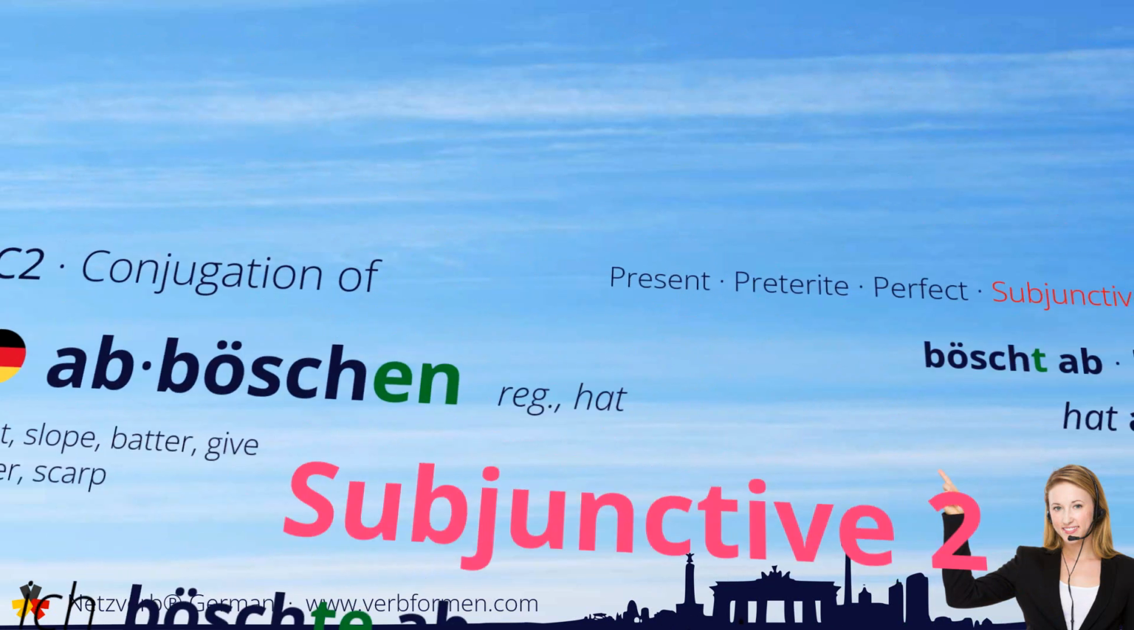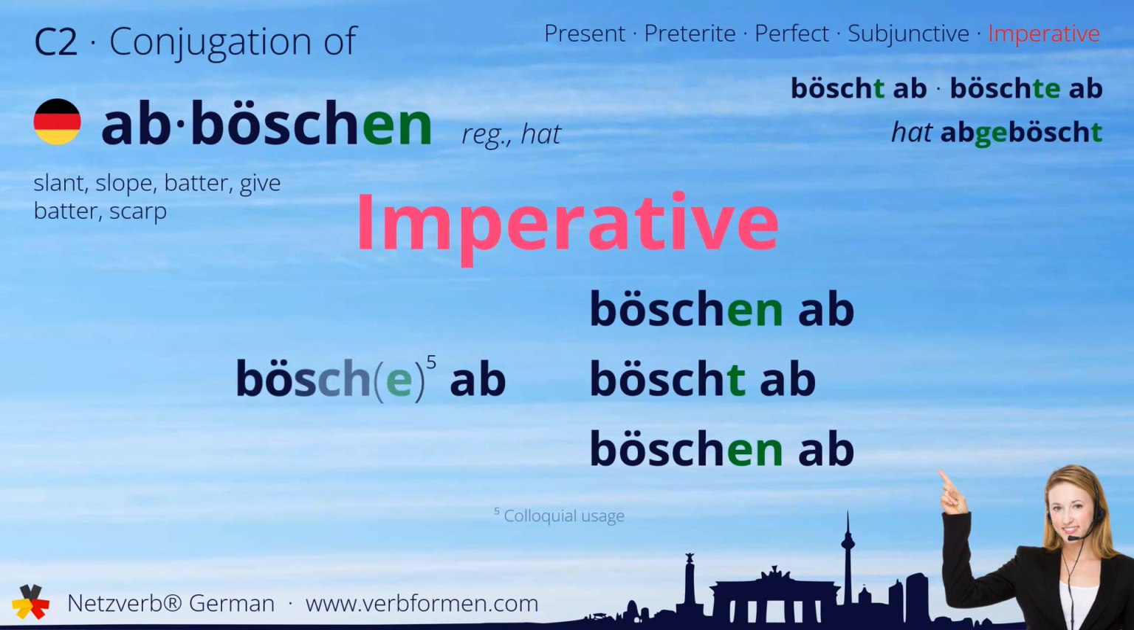And finally, we'll cover the imperative. Bösche ab du. Böschen ab wir. Böscht ab ihr. Böschen ab sie.